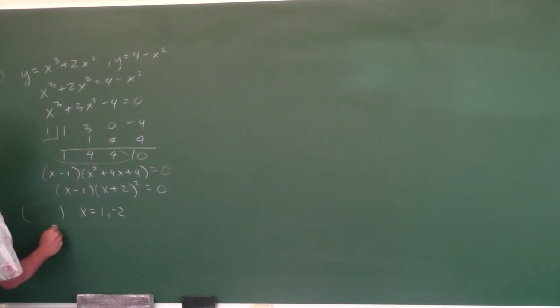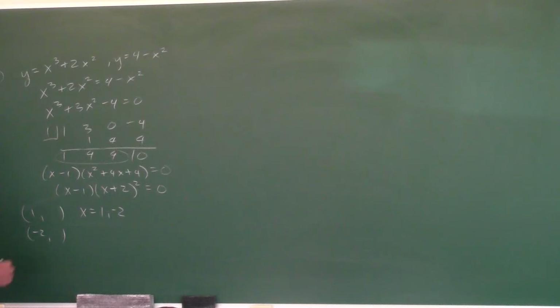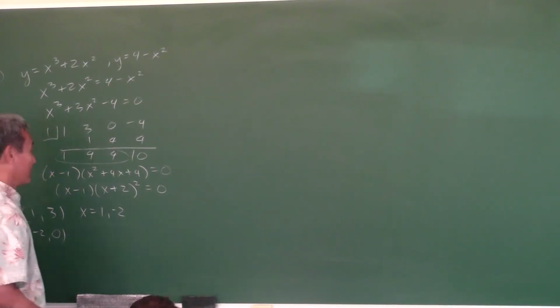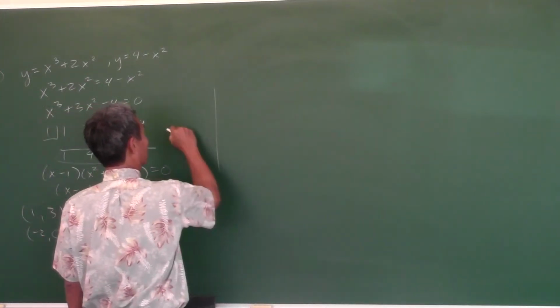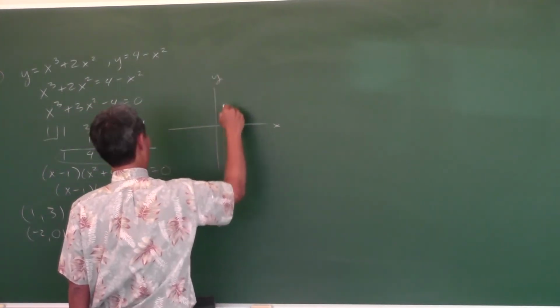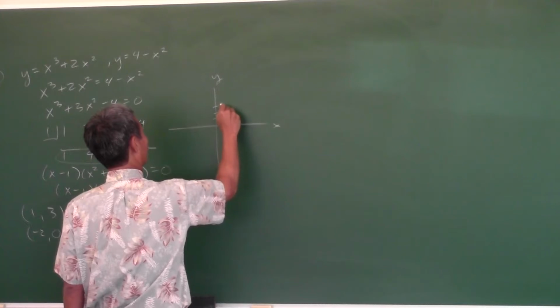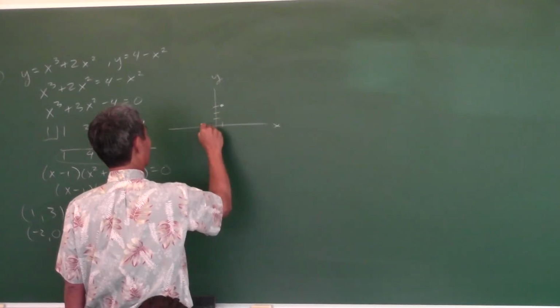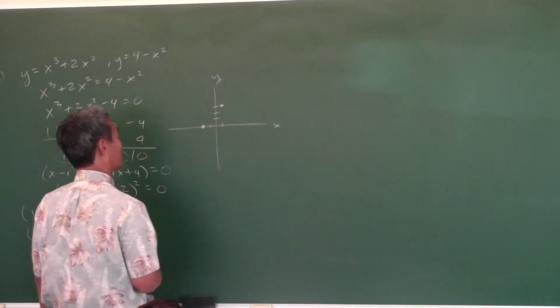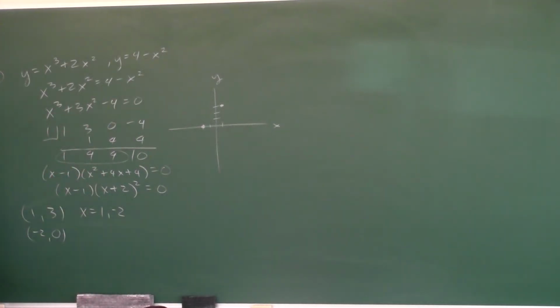So, you got to give points of intersection now. We just found the x coordinates. How do you find the y coordinates? You plug it back into one of these. Which one looks easier, A or B? I think B, yeah? 4 minus 1, 3. 4 minus 4, 0. So those are my points of intersection. So let's graph that. 1, 3, negative 2, 0. Those are the 2 points of intersection.